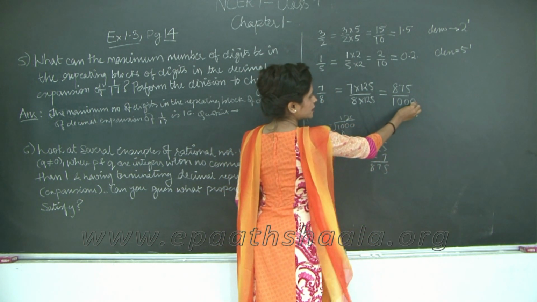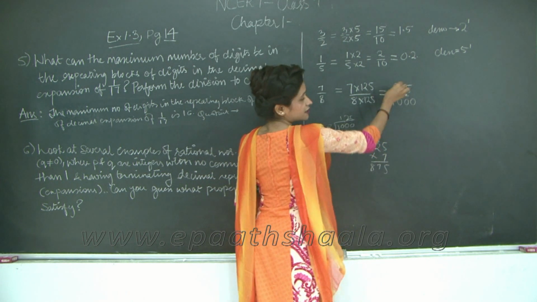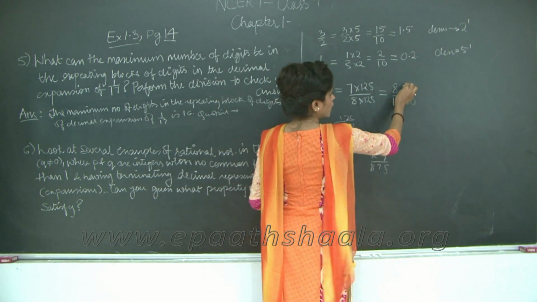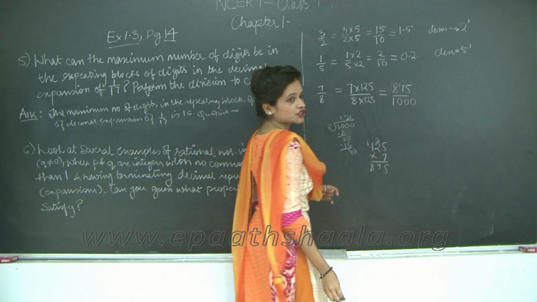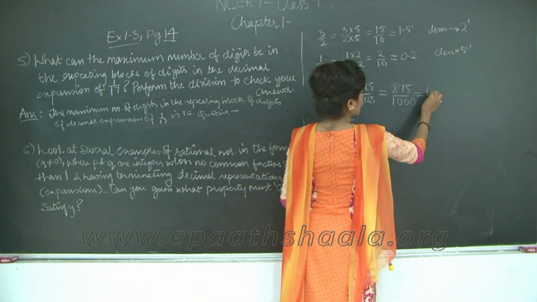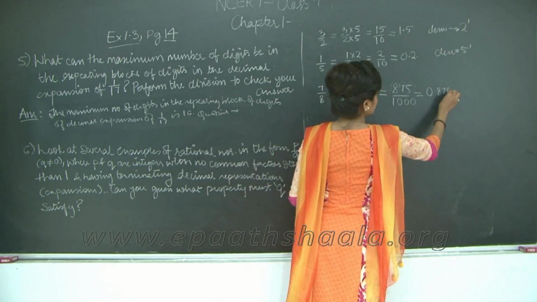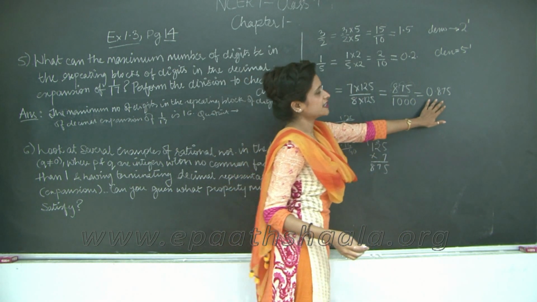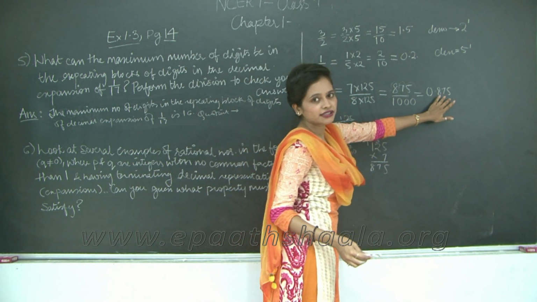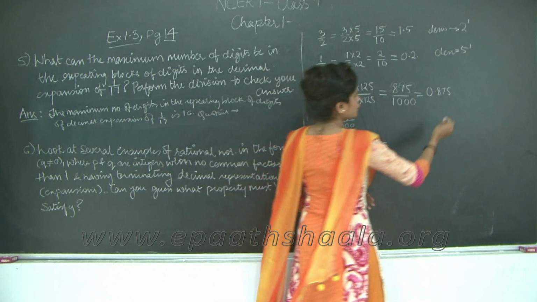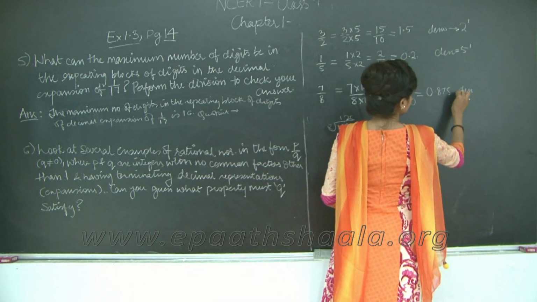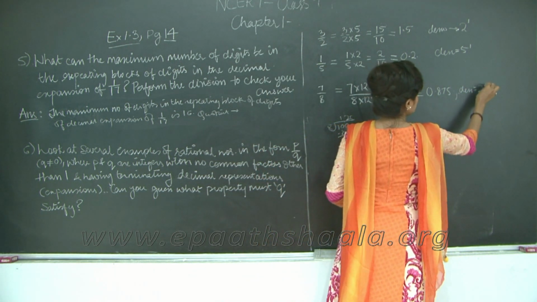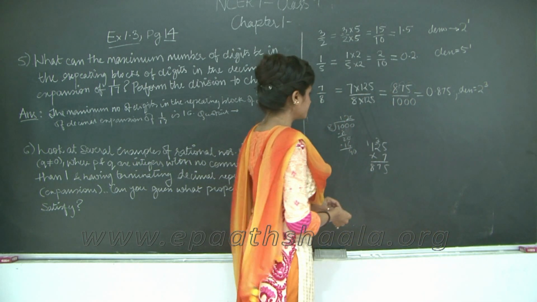So how many decimal places? There are 3 zeros here. So 3 decimal places from the back, 1, 2 and 3. My decimal point comes here. So this answer is 0.875. So you see that the terms after my decimal point are terminating. Now here my denominator was 2 raised to 3. So 2 to the power of 3, right?